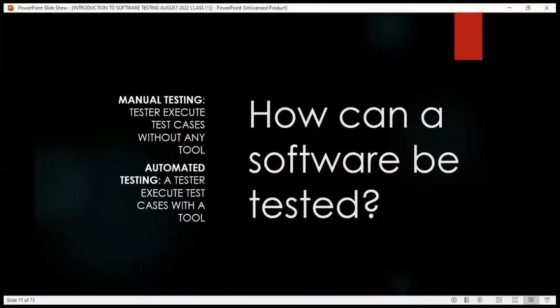How can a software be tested? Remember, two ways: manually or automatedly. Automated testing is testing with a tool. Manual, you are not testing with any tool. In this class today, we are not going to use any tool. The tool we are going to use when we go in depth into this course is your Excel, your pen and paper. That's that tool. That's what we are going to use.